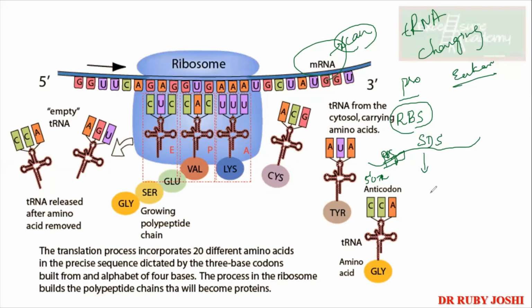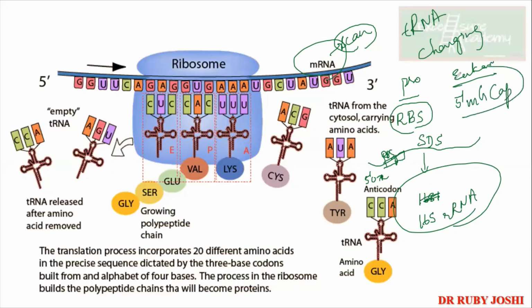Now this is going to form complementary base pairing with the 16S rRNA. This is how they start prokaryotic translation, whereas in the case of eukaryotes, the ribosome is going to scan the 5' methyl cap of your mRNA.